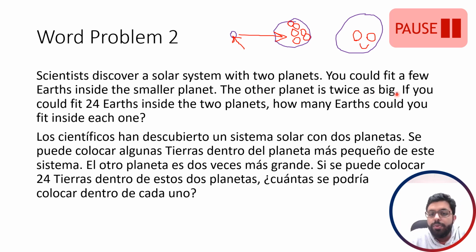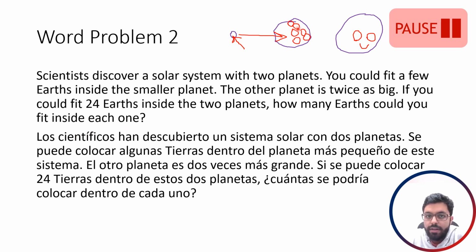The other planet is twice as big, by which I mean that however many Earths you can fit inside the smaller planet, you can fit twice as many inside the other planet. So if you can fit 10 in here, you can fit 20 in there. If you can fit 50 in here, you can fit 100 in there. That's all I'm saying. Now I'm saying if you could fit 24 Earths inside the 2 planets in total, how many Earths could you fit inside each one?